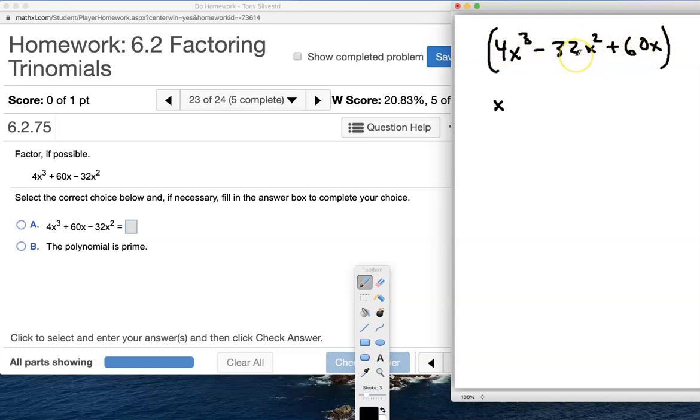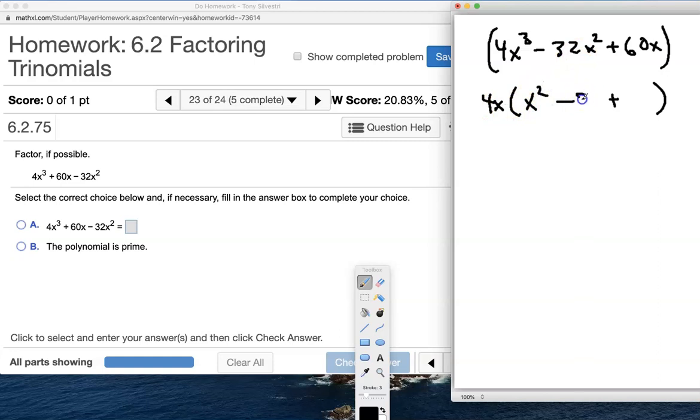Does 4 go into 32? Yeah, 8 times. 4 goes into 60, 15 times. I can pull out a 4. Okay, make a set of parentheses big enough to hold 3 terms after we pull out the greatest common factor. 4 goes into 4 once. We don't write down 1. We had 3 x's. We pulled 1 out. Leaves you with x squared.